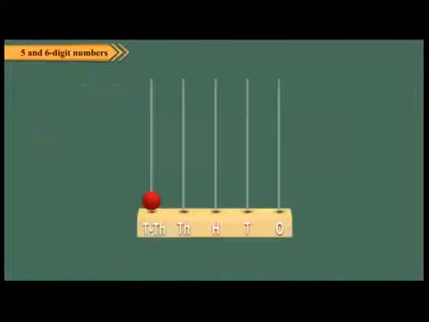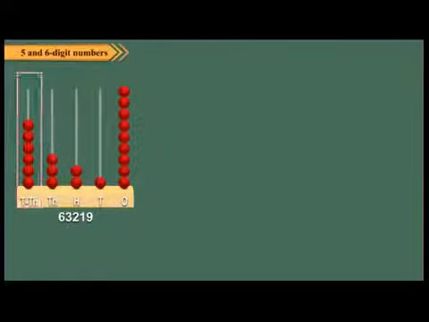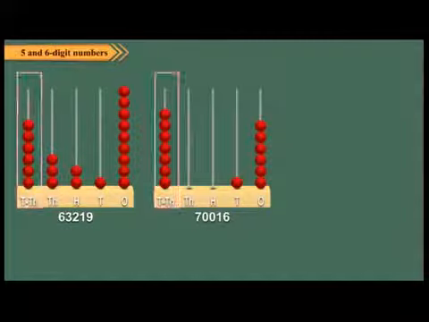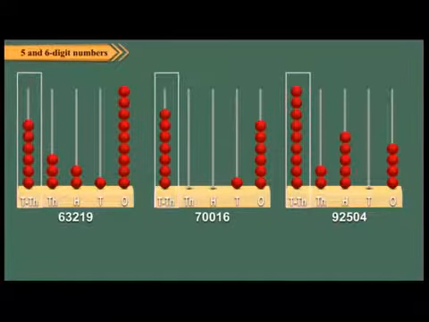We can represent 5-digit numbers on the abacus. Here, the leftmost spike represents the 10,000s place. The numbers 63,219, 70,016 and 92,504 have been shown on the abacus.